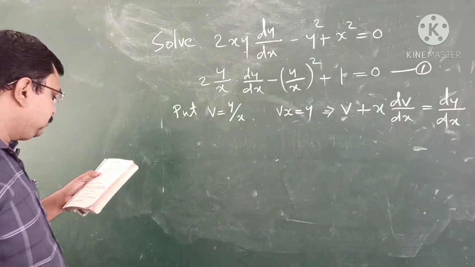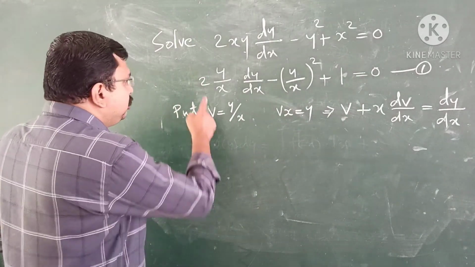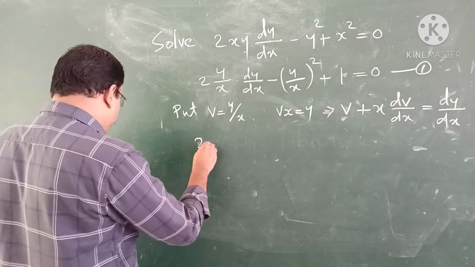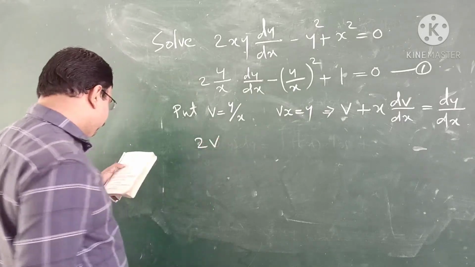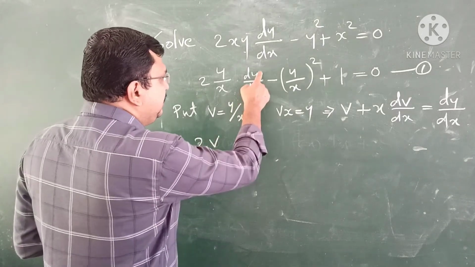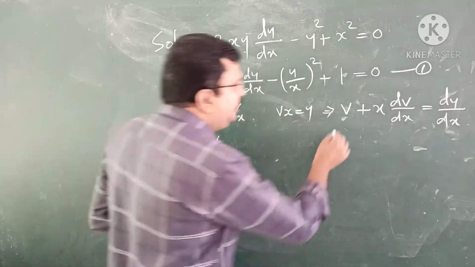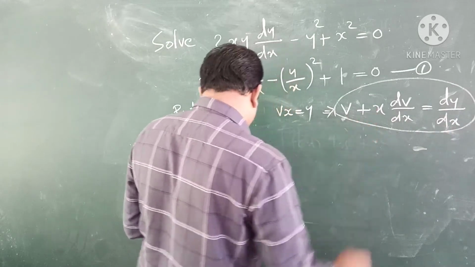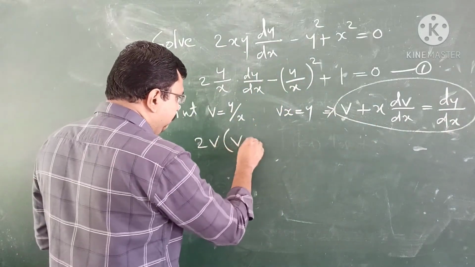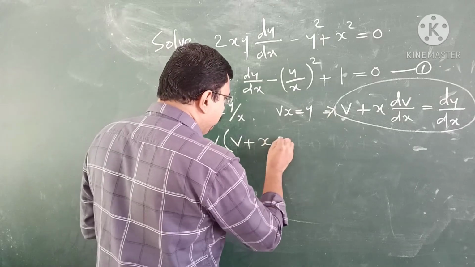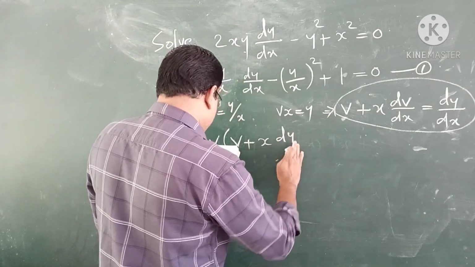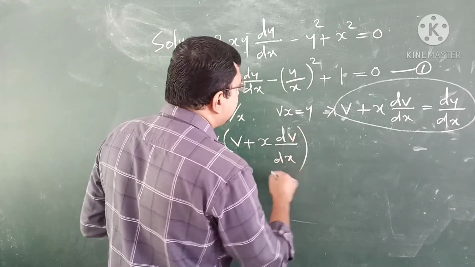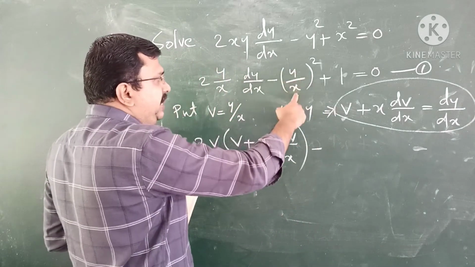Then we will get 2 into y by x. What is y by x? It is v. Therefore, 2 into v. Next is dy by dx. What is our dy by dx? Dy by dx is v plus x into dv by dx, minus y by x the whole square.